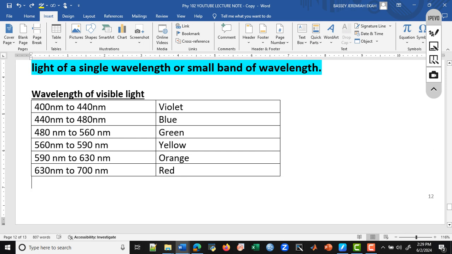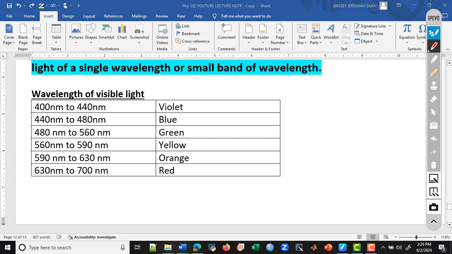Okay, we have the orange and then the red, the rainbow color. Okay, let me proceed. The infrared.